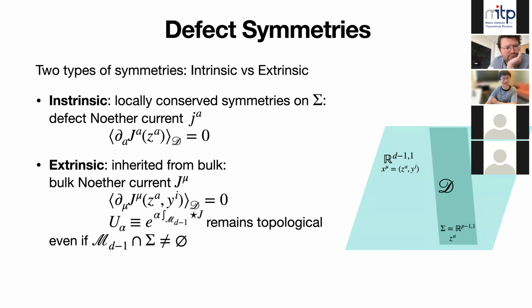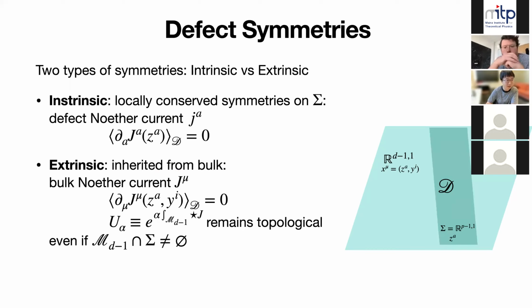All right. Anyways, so let's start by reviewing what kind of symmetries there are in quantum field theory with defects. So I want to separate the symmetries into two types. One is intrinsic, the other is extrinsic. They have very different physics. So again, this is the picture you should keep in mind. You have some d-dimensional quantum field theory, and you have some p-dimensional defect, which I denote by curly D, that lives on this world volume, which I denote by Sigma.